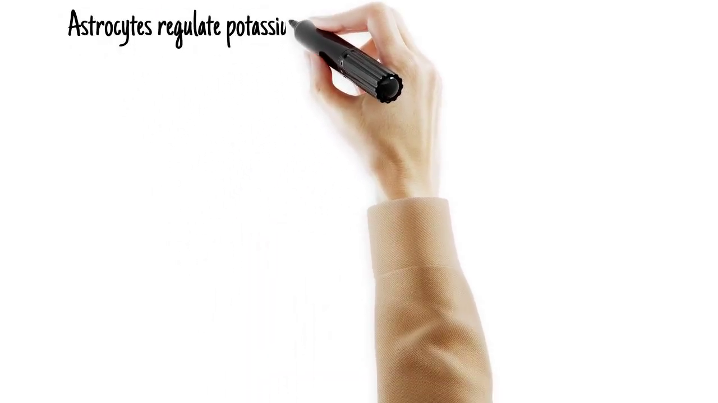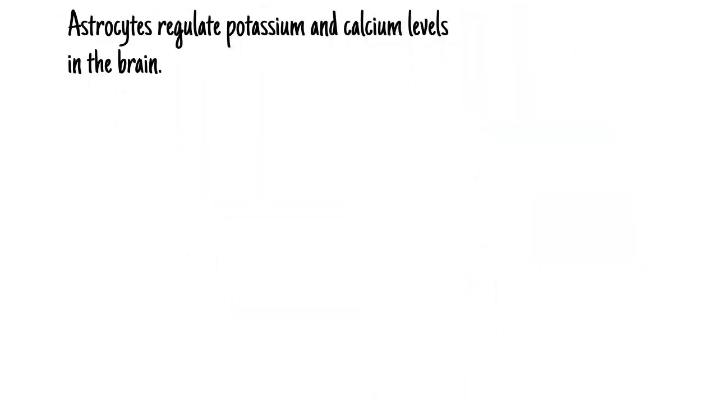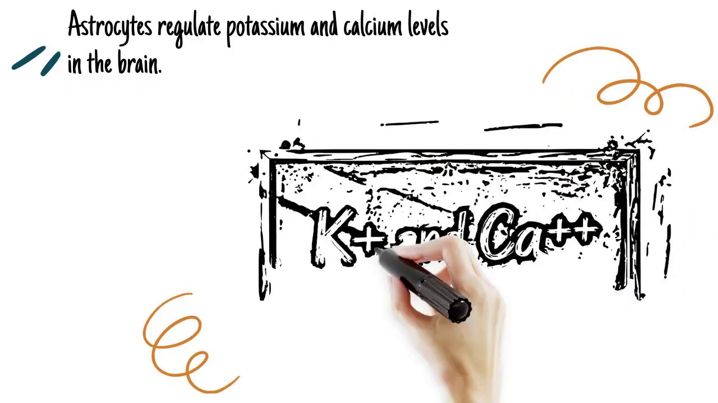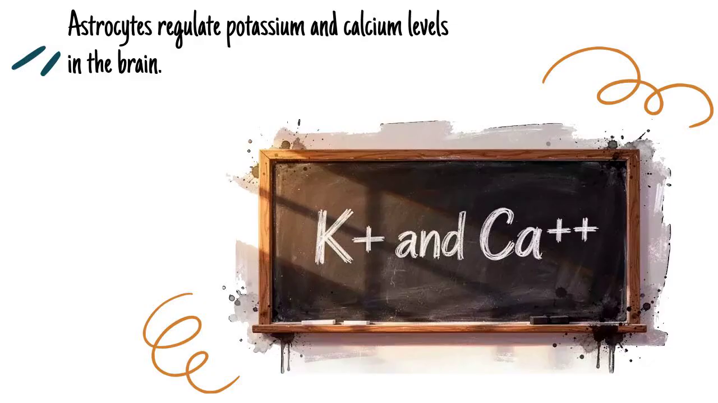Astrocytes express both voltage-gated and ligand-gated ion channels, and through these they actively regulate extracellular potassium and calcium concentrations in the interstitial space. Since fluctuations in these ion levels directly affect neuronal excitability and firing, astrocytes effectively modulate neurotransmission through this buffering role.